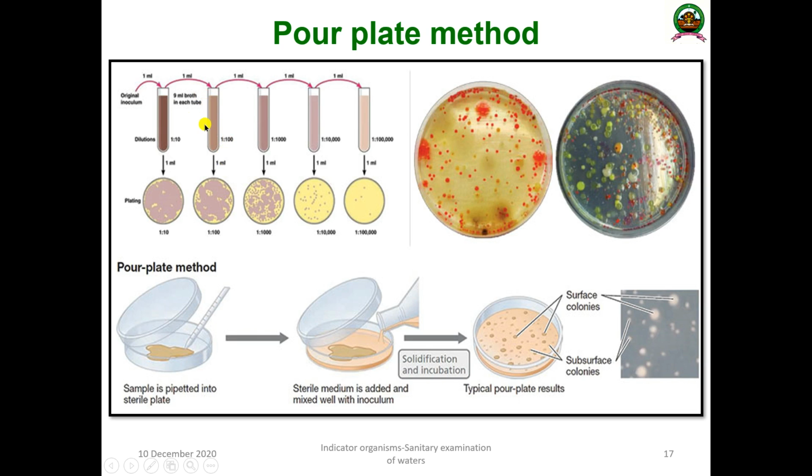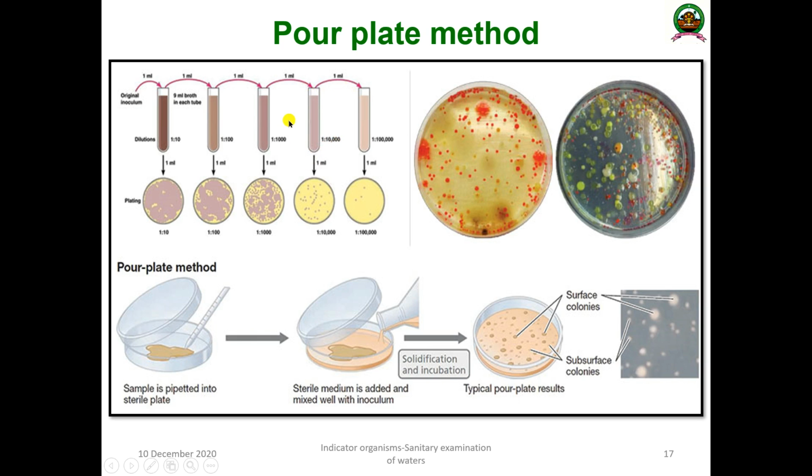Then take another pipette, shake it properly, and take 1 ml from this tube and transfer it to the third tube. That is, the water is diluted three times, 1 by 1000. Again you mix it thoroughly. Then take 1 ml using another sterile pipette and transfer to the next tube, 1 by 10,000, that is 10 raised to minus 4.